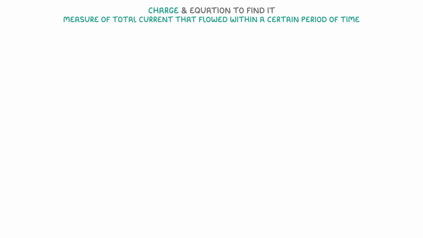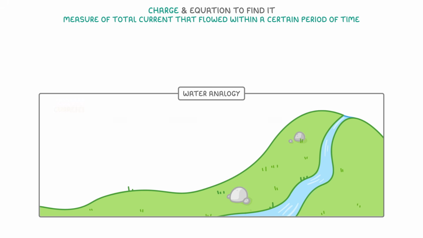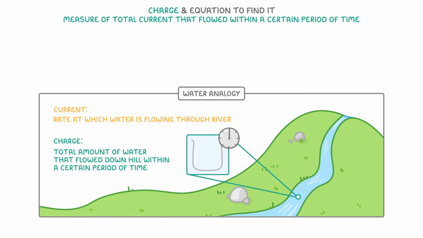This video is just going to be a really quick one to cover what charge is and the equation that we use to find it. If we go for the definition first, charge is a measure of the total current that flowed within a certain period of time. So if you're familiar with the water analogy, where current is the rate at which water is flowing through the river, then the charge would be the total amount of water that's flowed down the hill within a certain period of time, like a minute or an hour.